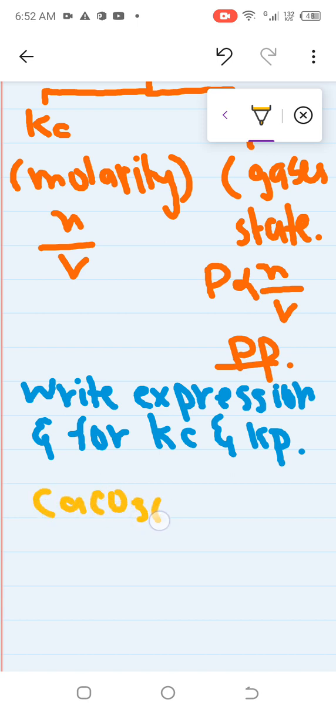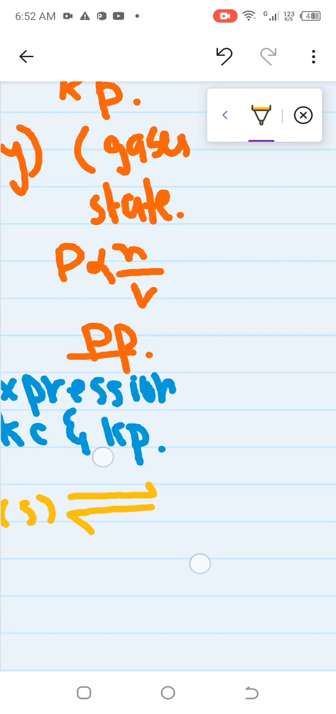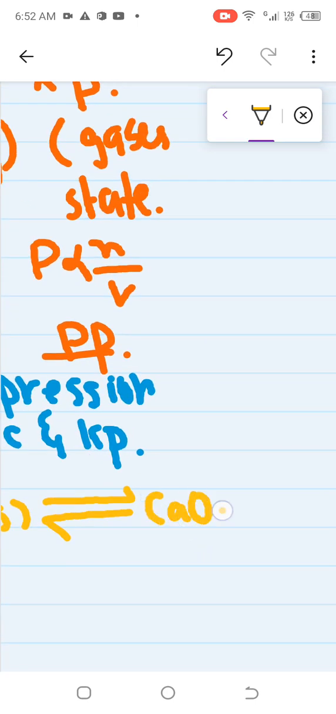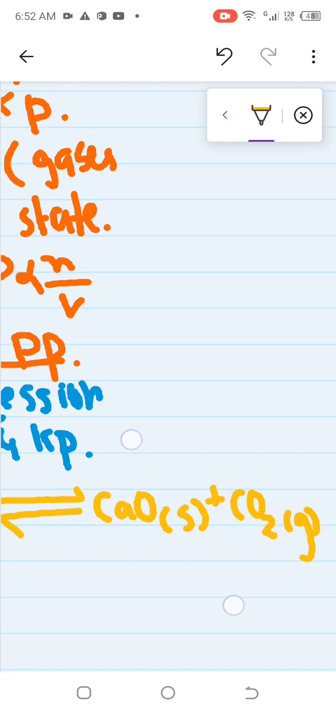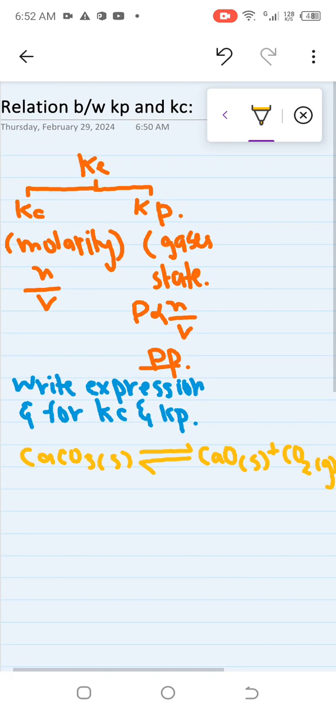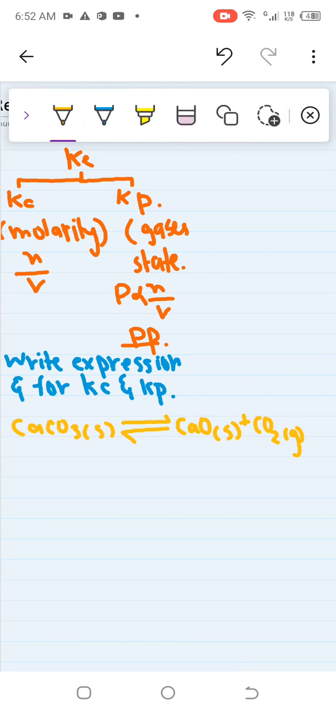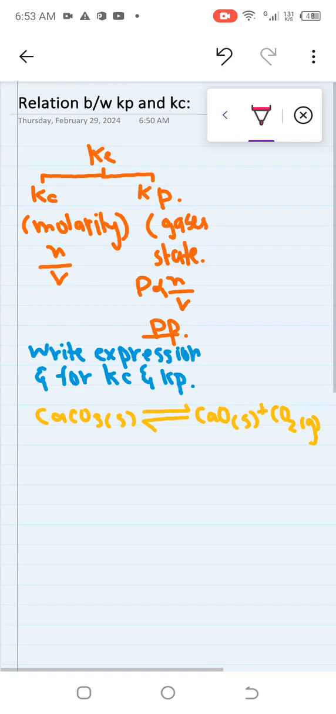CaCO3, a solid, will give CaO solid plus CO2 gas. Now you have to write the expression and unit of Kc and Kp for this equation. For example, Kc will be what? Here you can see.